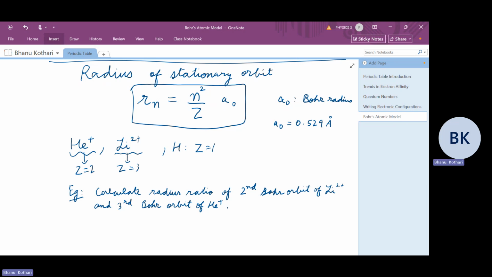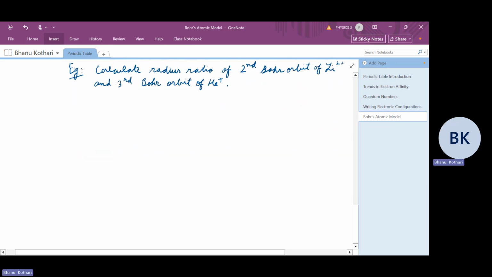Okay. So the question is asking you to calculate the radius ratio of the second Bohr orbit of Li2+ and the third Bohr orbit of He+. So this first one, let me call it R1. What is it? It is the second Bohr orbit of Li2+. So for R1, n is equal to 2. It is the second orbit. And Z, what is Z? For Li2+, that is equal to 3.